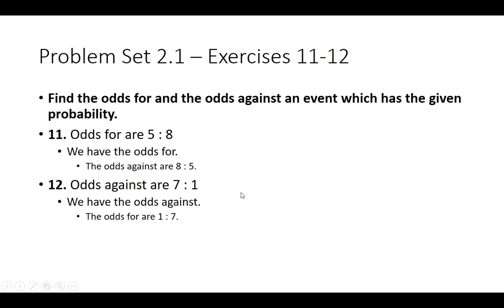Same thing in number 12. We're given the odds against as 7-1. So we have the odds against 7-1. The odds for would be 1-7. We just switch the numbers around between odds for and odds against.